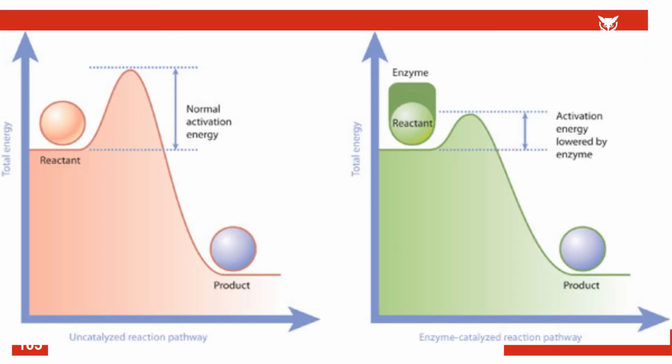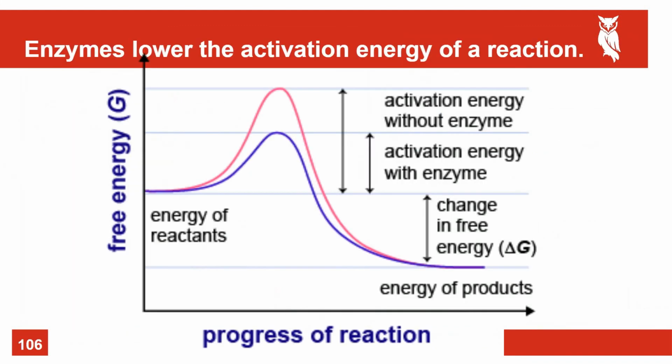So again, this is the effect on the activation energy. With the enzyme, you lower the activation energy. When you lower the activation energy, these reactions can occur more quickly. Enzymes lower the activation energy of your reaction. This visual shows the difference in the activation energy without the enzyme as well as with the enzyme. Now, the change in free energy does not change.